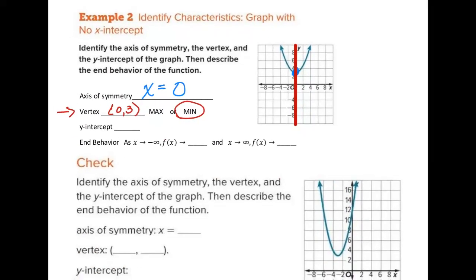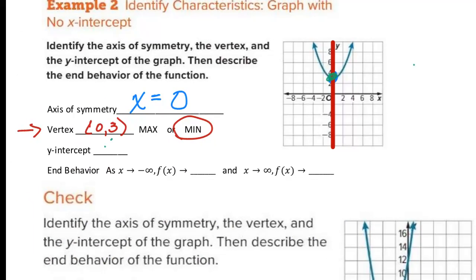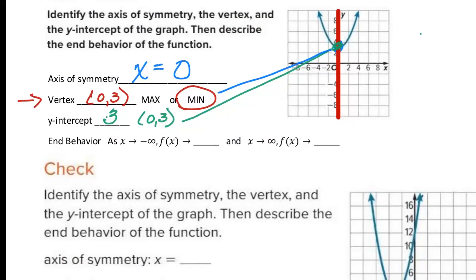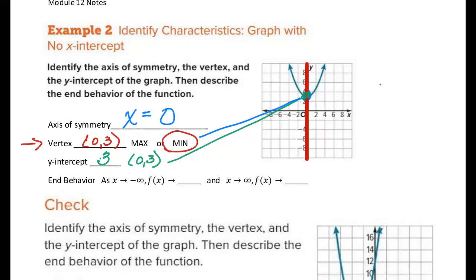Y-intercept. What is my y-intercept? Brandon. Yeah, it is the same point as my vertex right here. So this is 3, or it could be (0, 3). It is the same. All right. So this is your y-intercept, and this is your vertex. Okay. And end behavior. Kenyelle, as x approaches negative infinity, f of x approaches what?